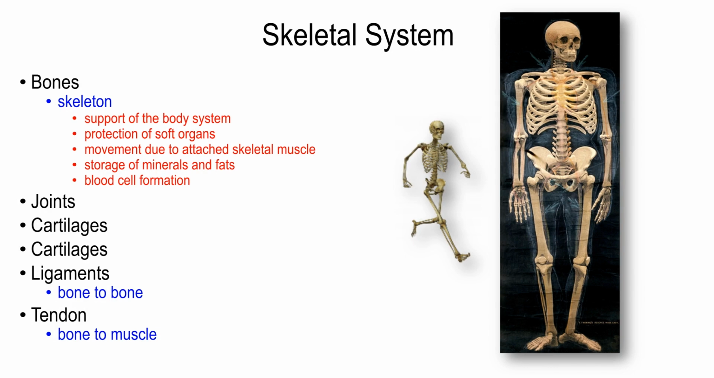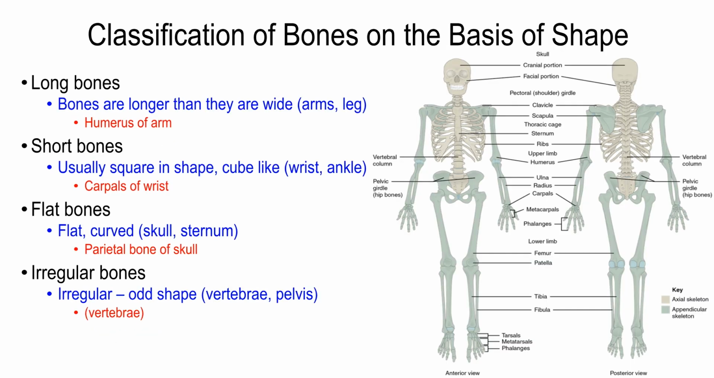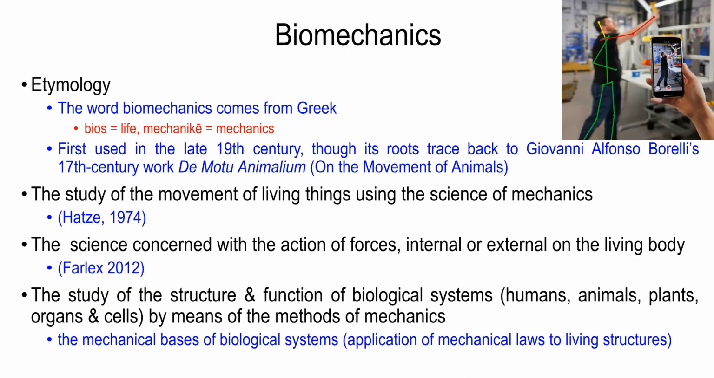Bones provide support, protection, movement, and are essential for blood cell formation. Bones are classified into four main shapes: long, short, flat, and irregular. Examples include the humerus for long bones and vertebrae for irregular bones.